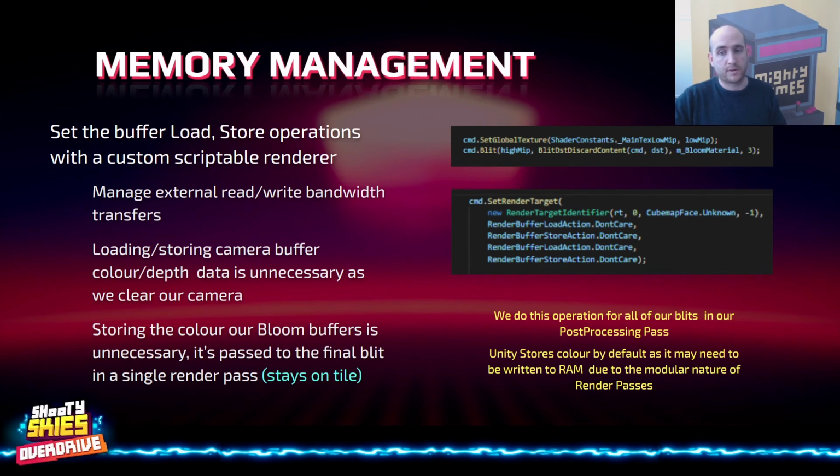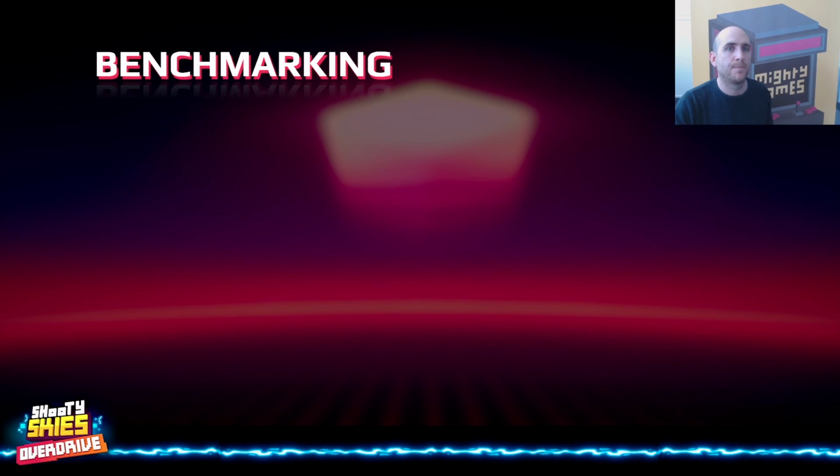Unity by default will store color just due to the modular nature of the render passes and how they work. They can't guarantee that if you don't store the color, you'll be able to read from it again, and depending on how you configure your Unity application, it may try to read from it again, and then you'll end up with a black screen. So by being more explicit here, we were able to get some more memory management and a bit more performance back that way as well.